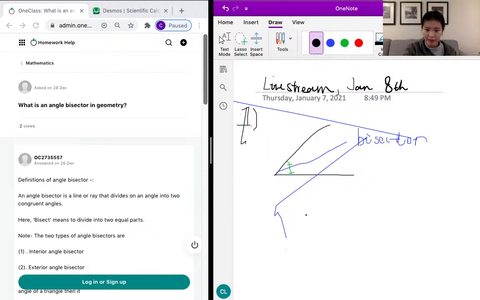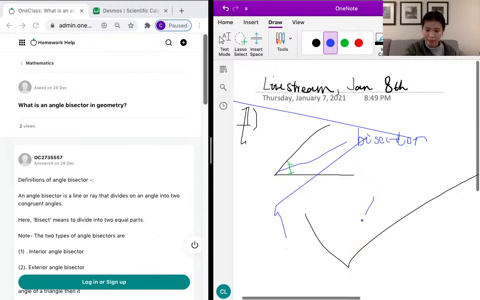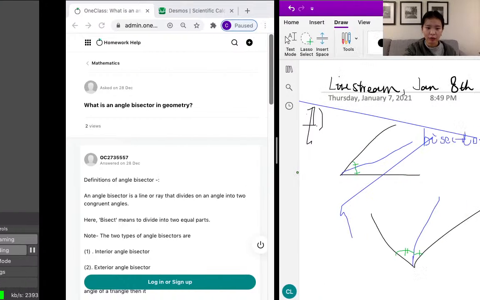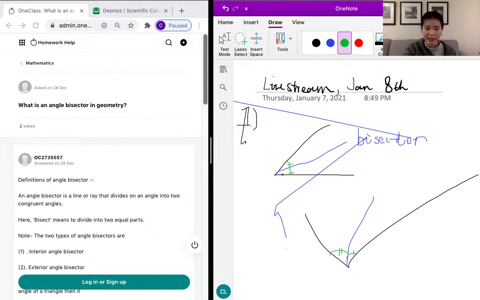Let's do another example. This is another angle, and we have another blue line right over here. Would this blue line be an angle bisector? The answer is no, because in this case these two angles are not the same, so they're not spread equally. This blue line would not be an angle bisector because it doesn't separate the angle into equal halves. It has to separate the angle into equal halves, and that's the definition of an angle bisector.